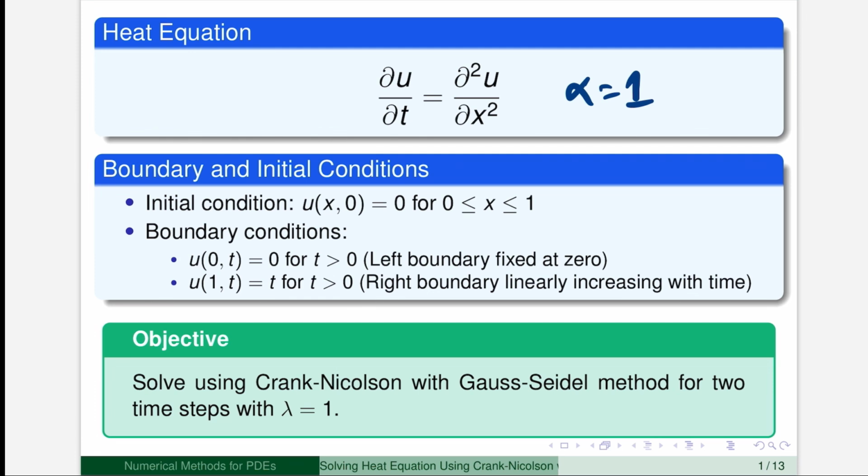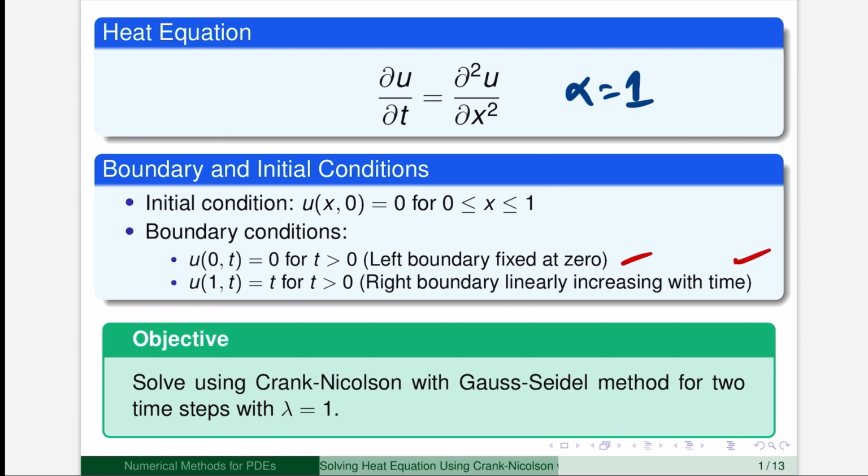Initial condition: u(x, 0) is equal to 0 for 0 ≤ x ≤ 1. So actually the domain is 0 to 1. Boundary condition: u(0, t) is equal to 0 for t > 0, left boundary fixed at 0. u(1, t) is equal to t for t > 0, the right boundary increasing with time.